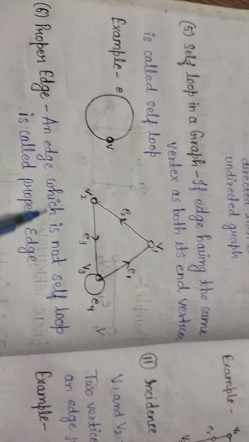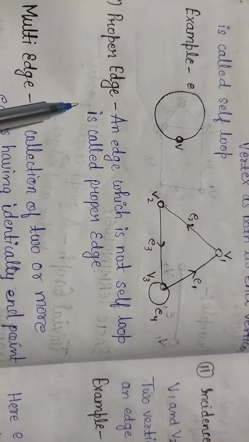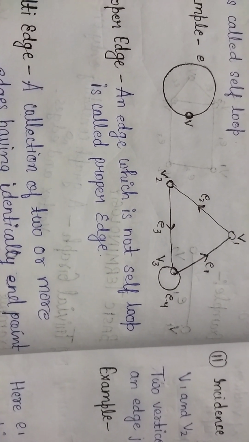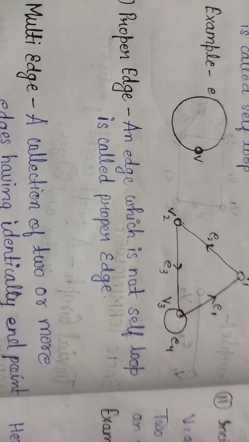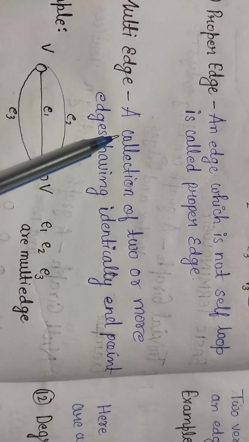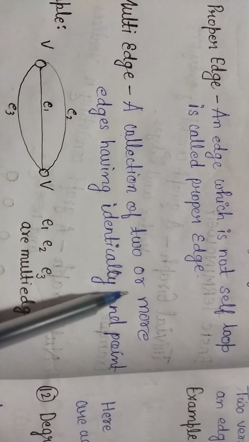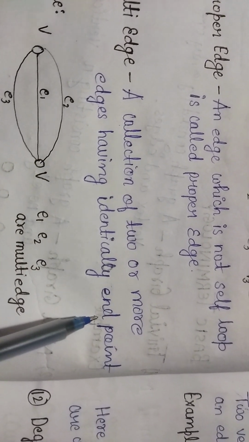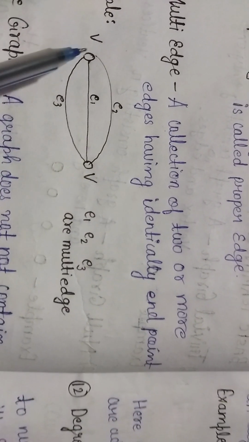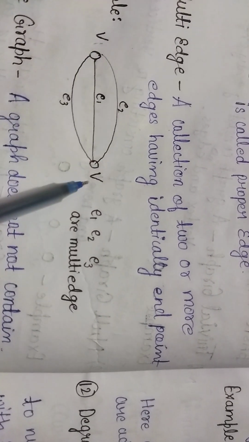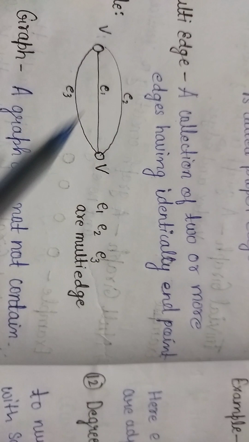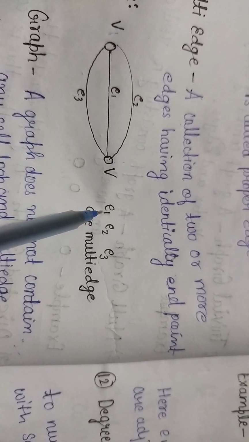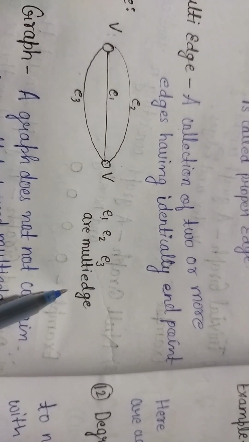Now come to the sixth point, proper edges. An edge which is not a self loop is called a proper edge. Okay, come to the seventh point, a collection of two or more edges having identical endpoints is called multi edges, like V1 and V2. So there should be multi edges like E1, E2, E3.